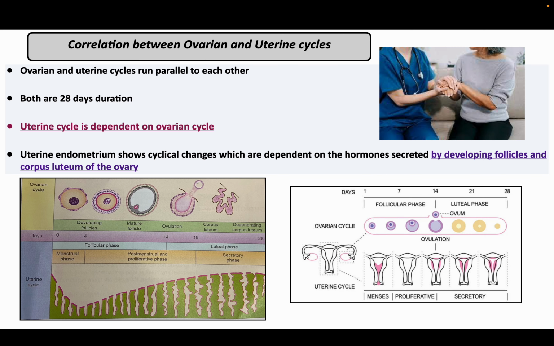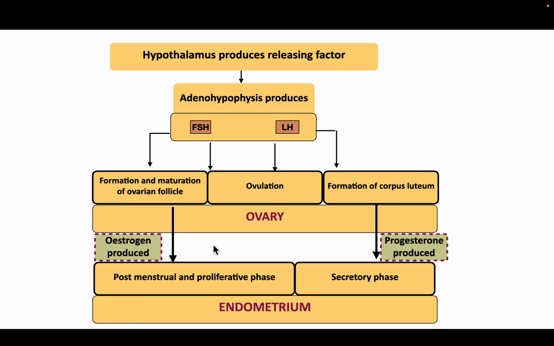Now the aim of the discussion of the ovarian cycle in this lecture is just to make the correlation between the ovarian and uterine cycle. You can see here both are 28 days in duration. The uterine cycle is dependent on the ovarian cycle. The uterine endometrium shows cyclical changes which are dependent on the hormones secreted by the developing follicles and corpus luteum. You can see the development of the follicle happening in the ovaries, and simultaneously you can see the uterine changes. So these are the correlations between them.